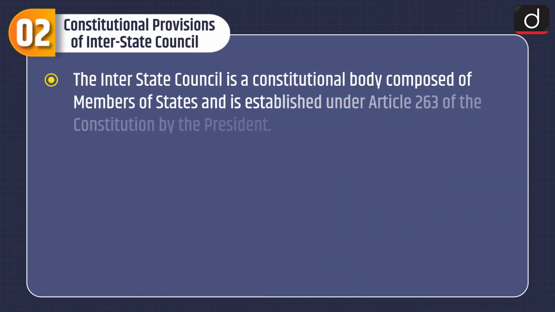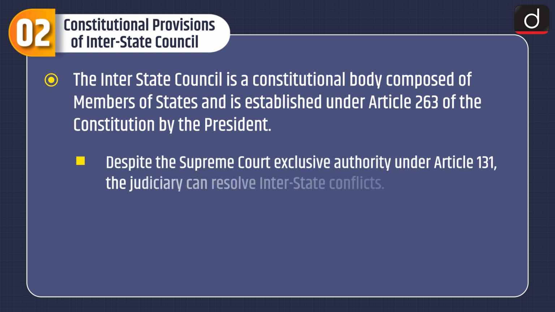Now moving on to constitutional provisions of Interstate Council. The Interstate Council is a constitutional body composed of members of states and is established under Article 263 of the Constitution by the President. Despite the Supreme Court's exclusive authority under Article 131, the judiciary can resolve interstate conflicts.